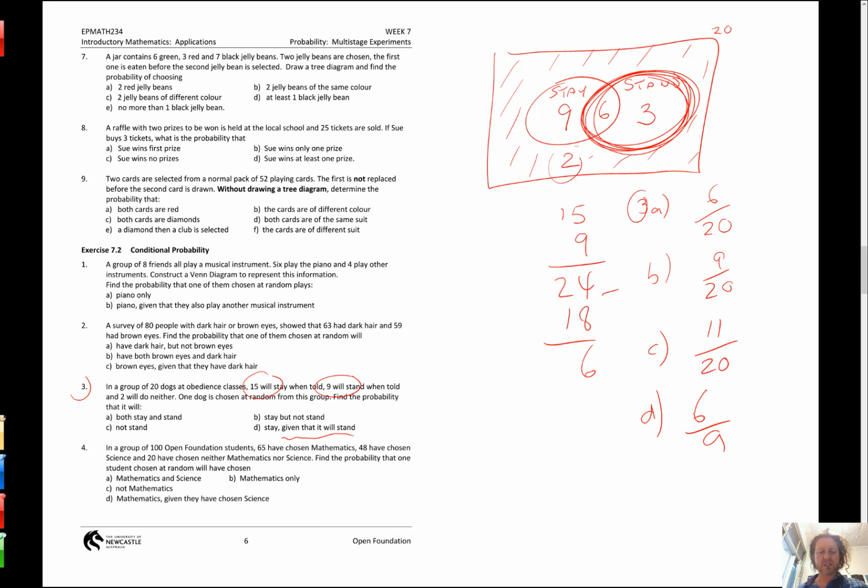So be careful for the conditionals. Somewhere in the question, like here, what's the probability of finding someone that does mathematics, given they have chosen science, I only talk about the science people. Apparently 48 people chose science. That's your new denominator. So be careful with your wording.